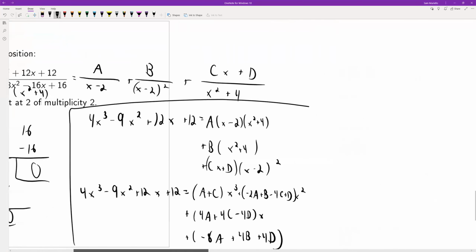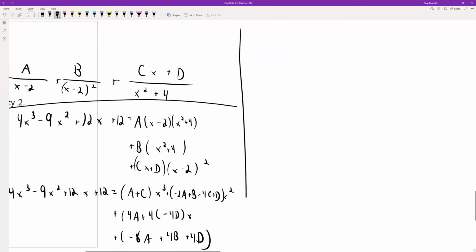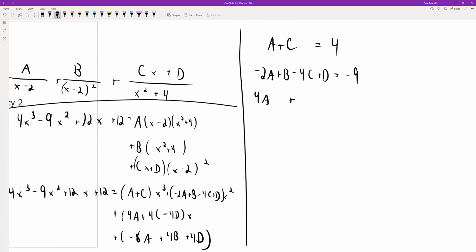We can line this all up to create ourselves a system of equations. We will get a plus c is equal to 4. Negative 2a plus b minus 4c plus d is equal to negative 9. 4a plus 4c minus 4d would be equal to 12, and negative 8a plus 4b plus 4d would be equal to 12. This system of equations we will solve using Gauss elimination.